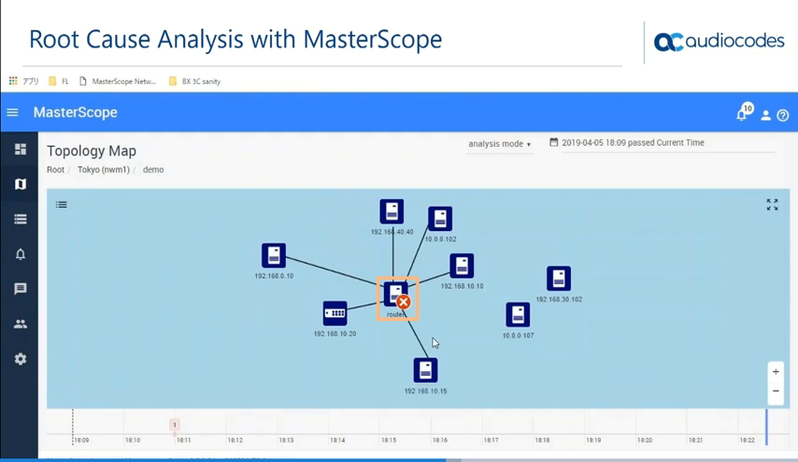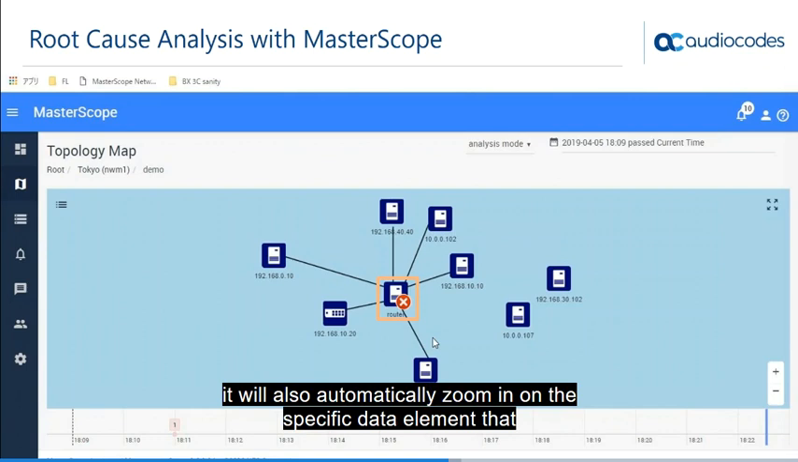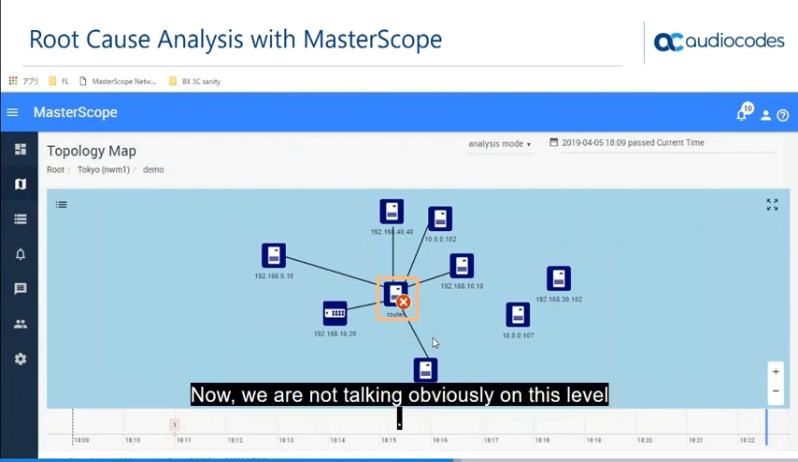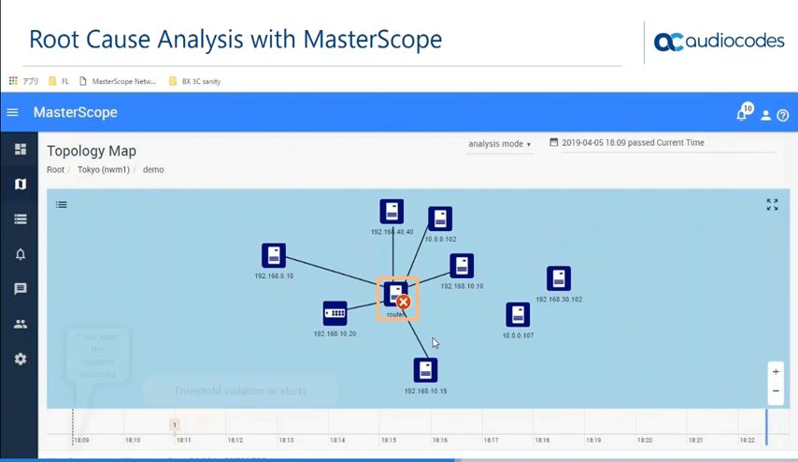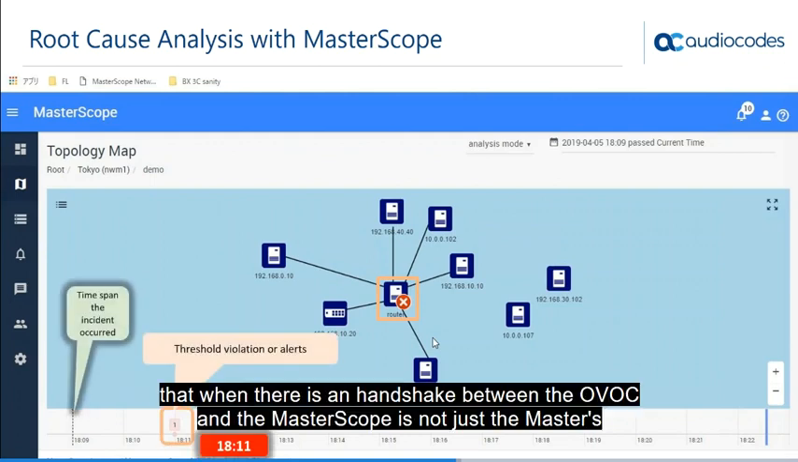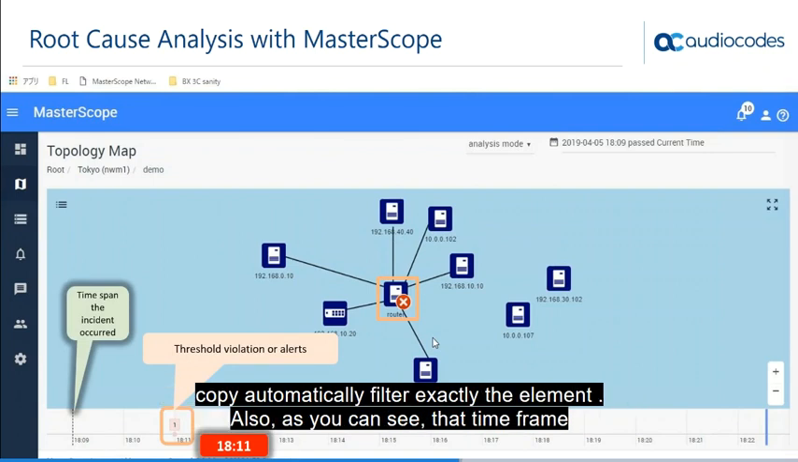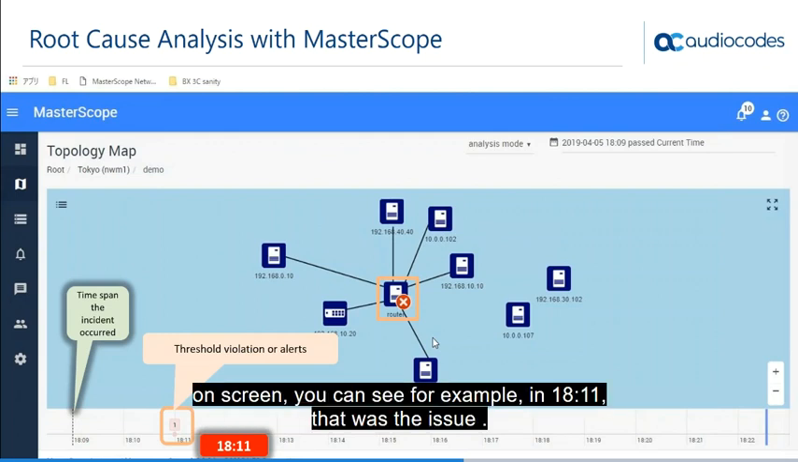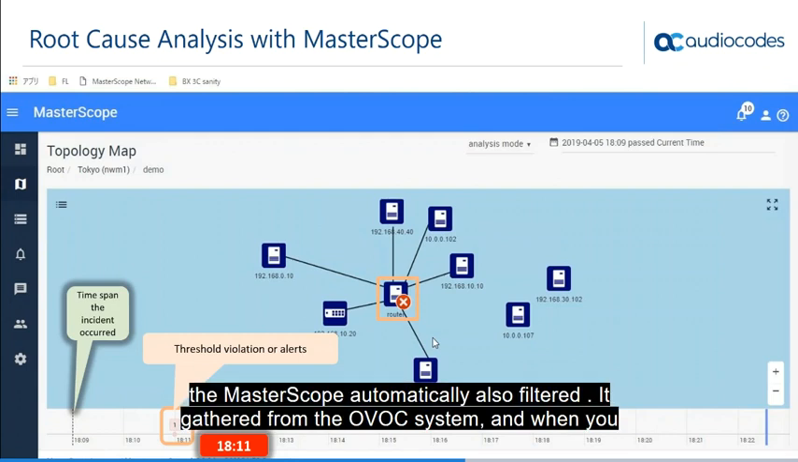And it's not just that it's going to switch to the screen and show you the information. It will also automatically zoom in on the specific data element that was actually part of the issue. Now, we are not stopping obviously on this level. When there is a handshake between the OVOC and the MasterScope, it's not just that the MasterScope automatically filtered exactly the element, but also, as you can see, the time frame on screen. You can see, for example, at 18:11, that was the issue. The MasterScope automatically filtered it. It gathered it from the OVOC system.